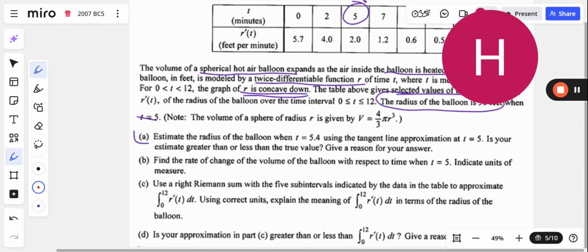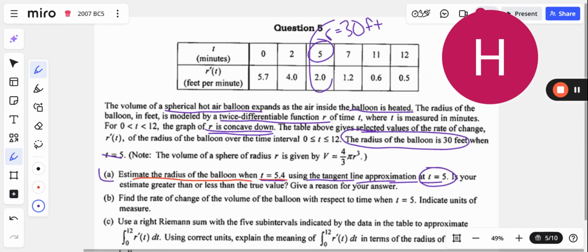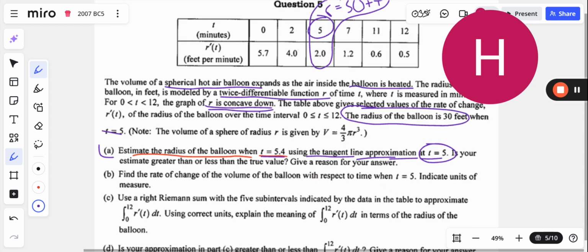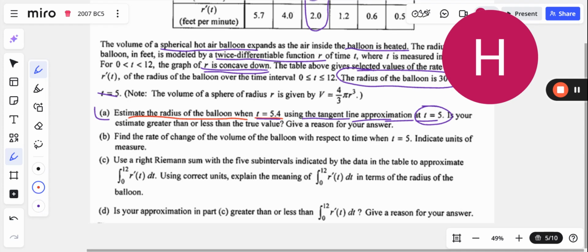They want us to estimate the radius of the balloon when t equals 5.4 using, they gave us what to do, the tangent line approximation. So we're just going to use this information here, which is the derivative and the radius at that moment, and then approximate somewhere close. Oh, and they also want us to indicate, is your estimate greater than or less than the true value?